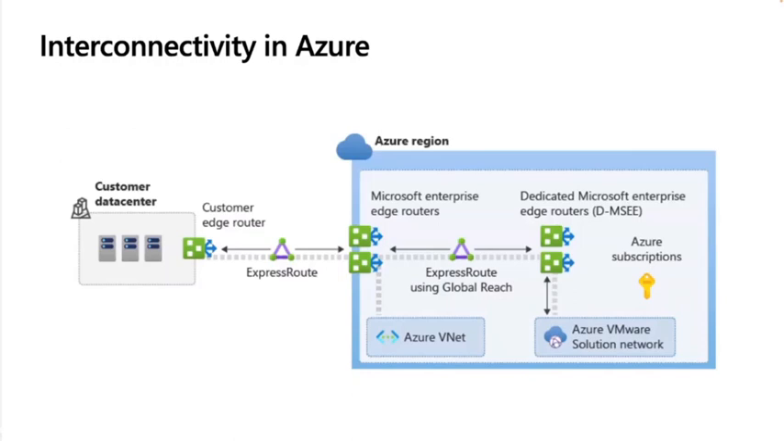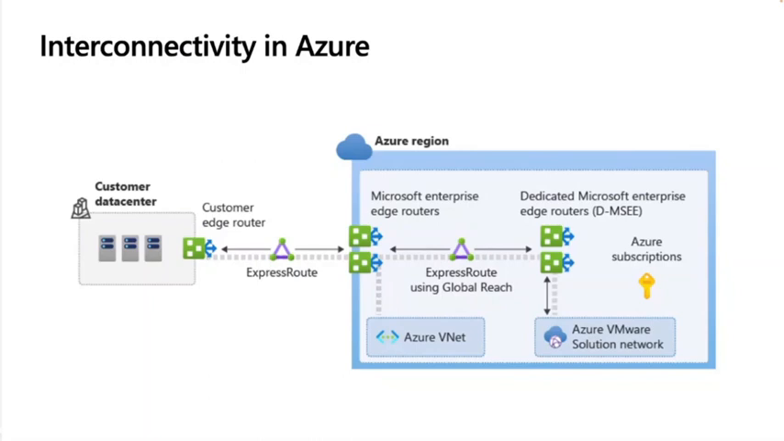So this is just a little image showing that ExpressRoute connectivity, and if you're going to use complete on-premises connectivity, like migrations and vMotion, then you would use Global Reach on your ExpressRoute as well. Okay.